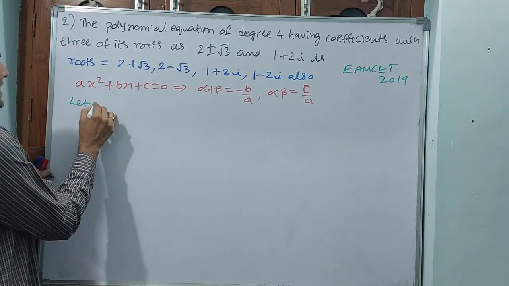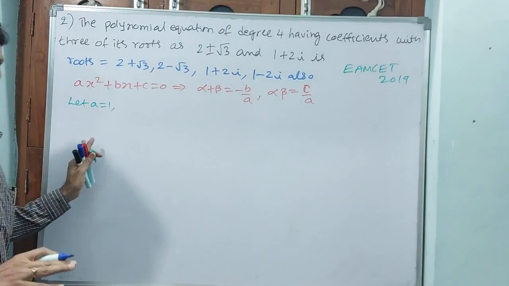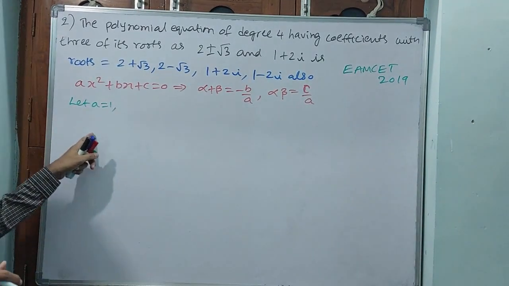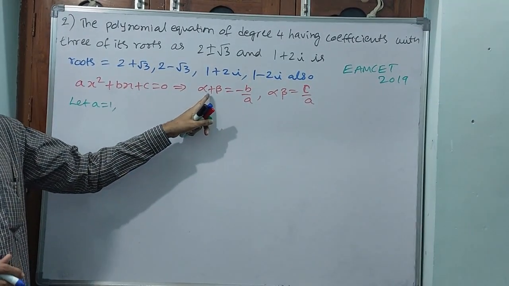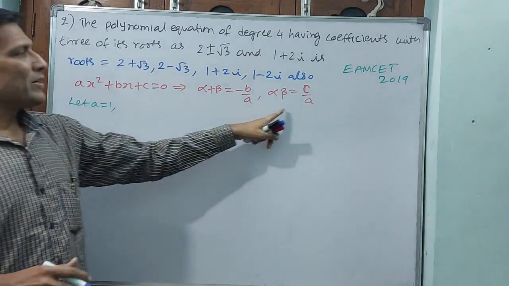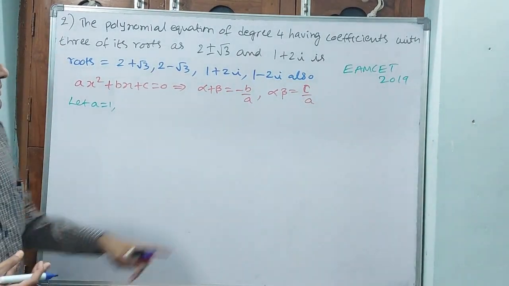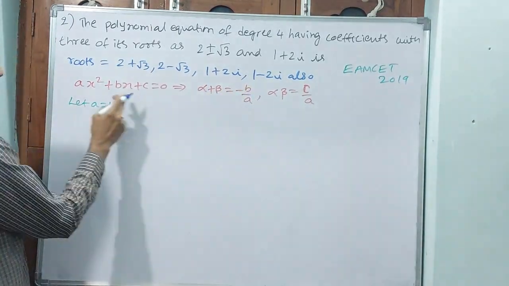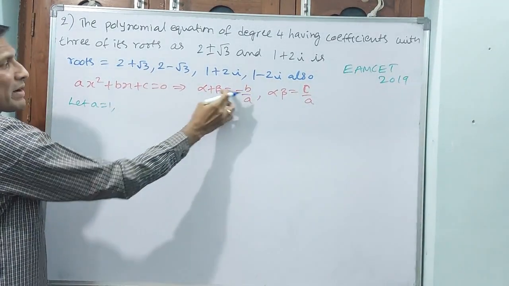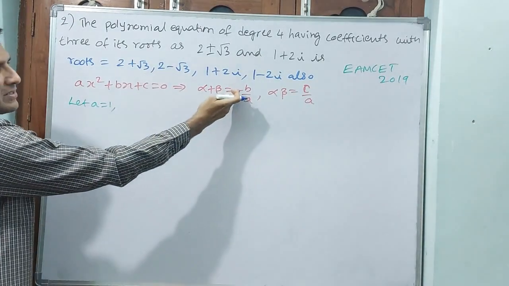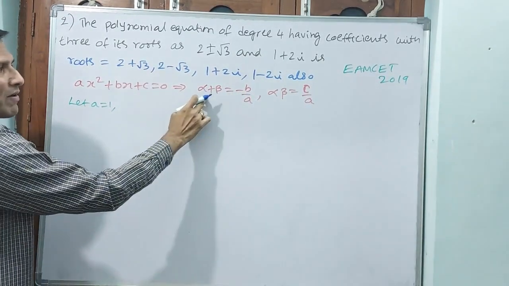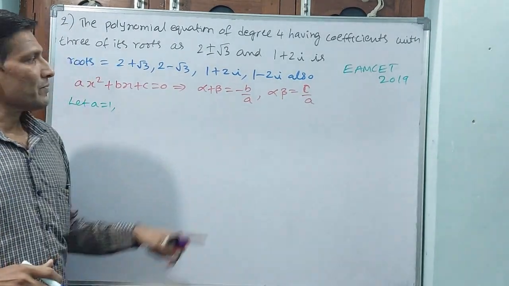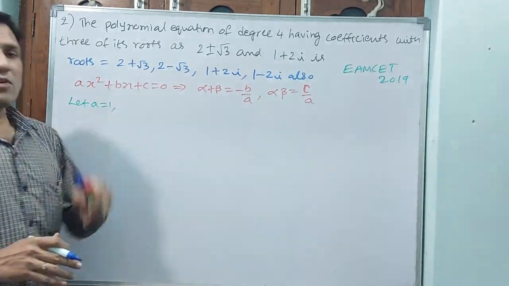Now what we do? Let us take a as 1 temporarily, because afterwards it will come back again. Then alpha plus beta is equal to minus b, and alpha into beta is equal to c. That means wherever c is there you write alpha into beta, and wherever b is there you write minus of alpha plus beta. Because a is 1, b is equal to minus of alpha plus beta, that's all.